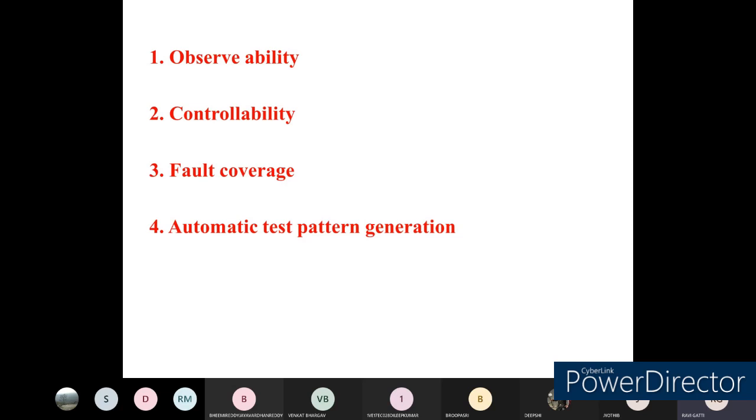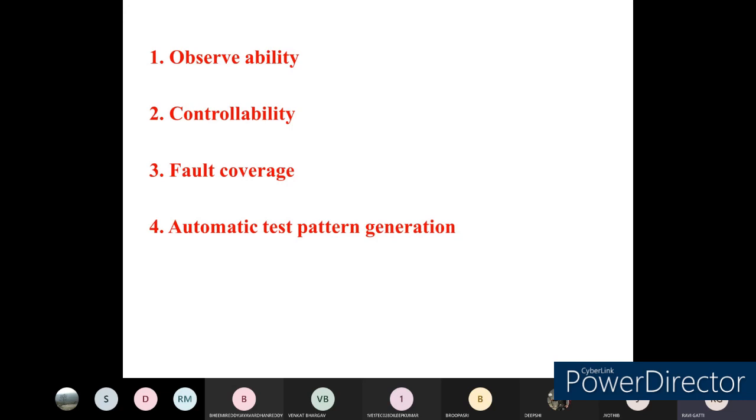We need to understand the second one, which we call controllability. So what do we mean by controllability? It is a measure, for an internal circuit node within a chip, of the ease of setting the node to a 1 or a 0 state. It is measured by how easily we are able to set the node to either 1 or 0.